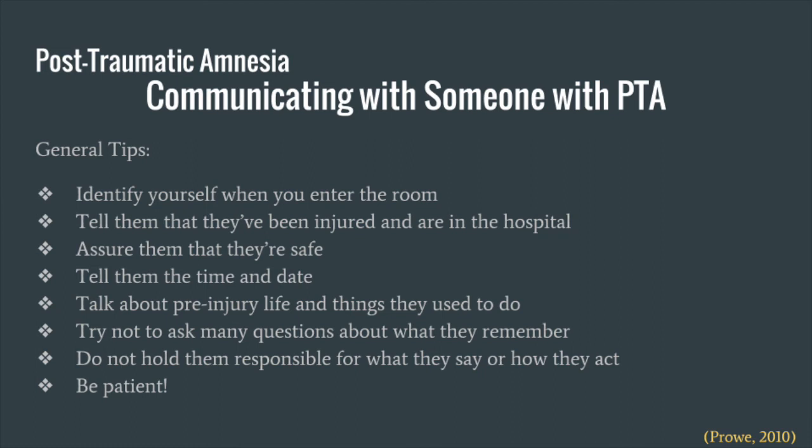Let them know the time and date in case of a temporal impairment. If the person is struggling with retrograde amnesia, talk to them about their pre-injury life while they recover to help in their identification process. Talk about their hobbies, job, family and friends, or other important things in their life.